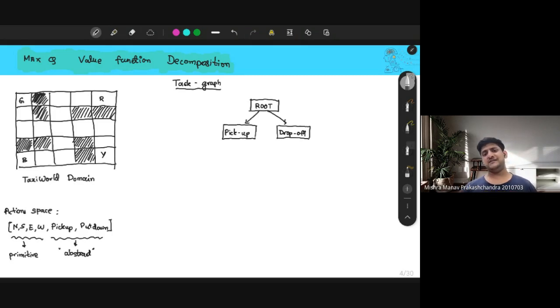Now this pickup subtask can further be decomposed into more subtasks. If you are performing the subtask of pickup, you actually go and pick up the passenger. This is a primitive action. Maybe I incorrectly said this earlier. All of these are primitive actions in this case. If I indicate this by a double line, that represents it's a primitive action.